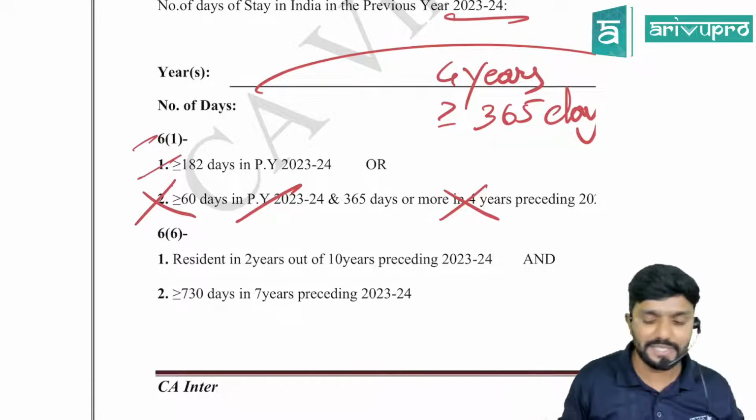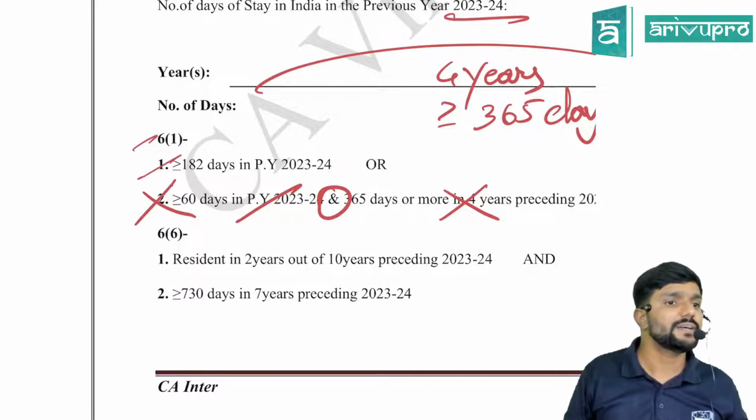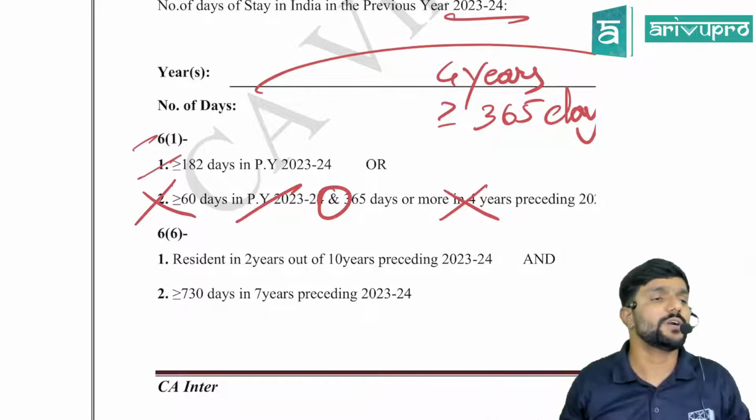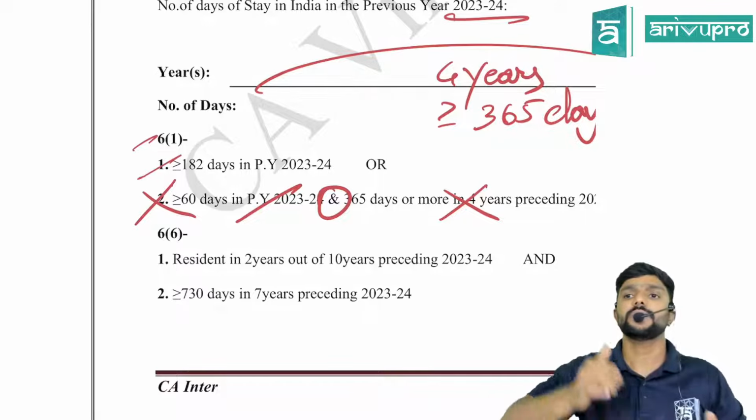Clear? Both have to be satisfied, because in between that, what is there? "And" is there. In between, "and" is there. Hope you guys got it. So we call these basic conditions, guys. What do we call them? Basic conditions. What are those two basic conditions?